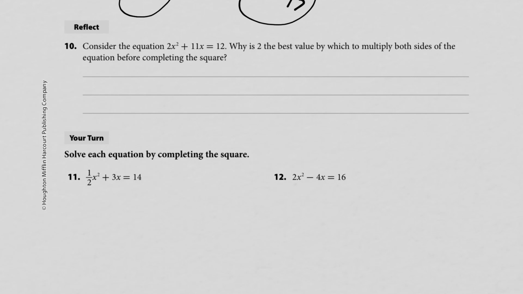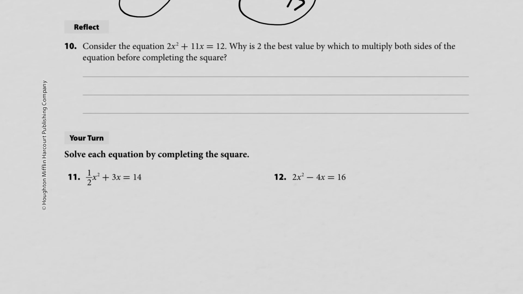Now let's look at this reflection question right here. It says, consider the equation 2x squared plus 11x equals 12. Why is 2 the best value by which to multiply both sides of the equation before completing the square? So think about that. Why is 2 your best option?